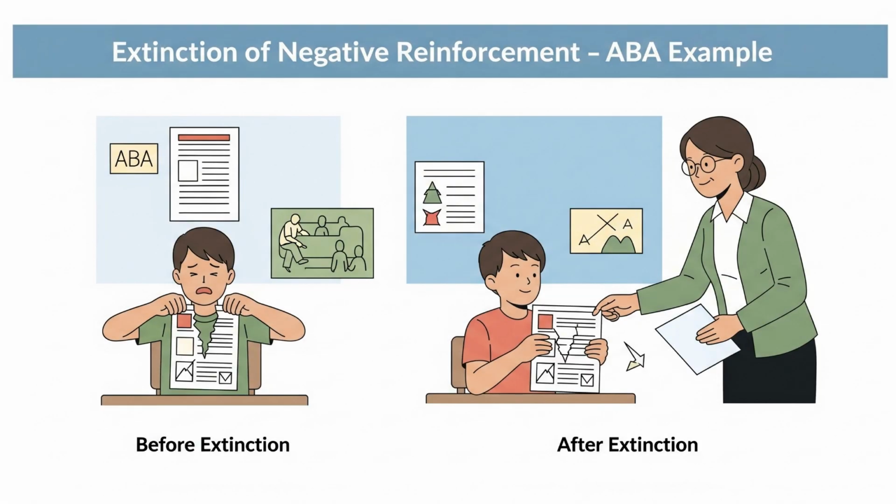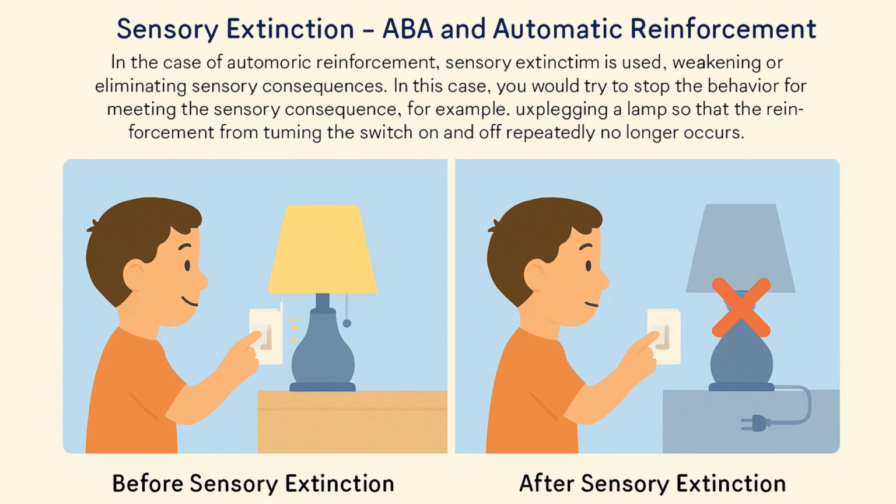If the behavior is maintained by negative reinforcement, extinction implies preventing the behavior from achieving the elimination of the aversive stimulus. For example, this might mean no longer allowing the child to get out of doing an assignment when he rips up the worksheet, because you have another one ready. In the case of automatic reinforcement, sensory extinction is used, weakening or eliminating sensory consequences. In this case, you would try to stop the behavior from meeting the sensory consequence, for example, unplugging a lamp so that the reinforcement from turning the switch on and off repeatedly no longer occurs.